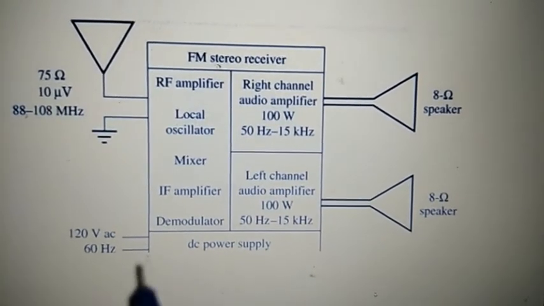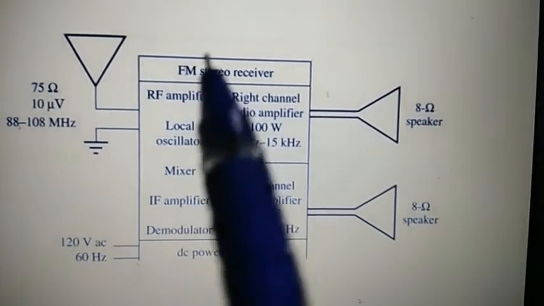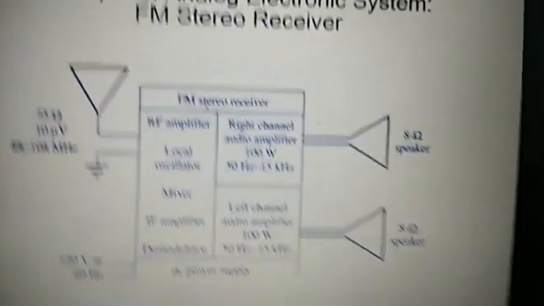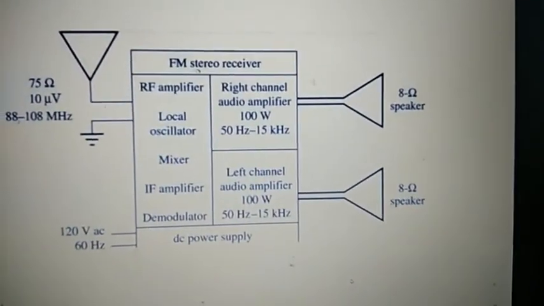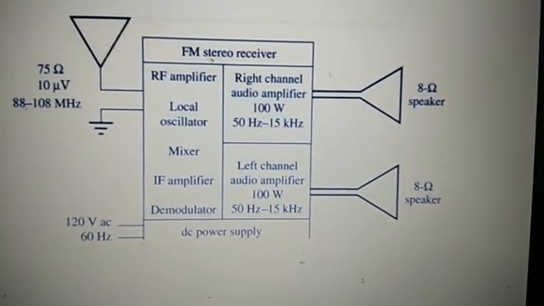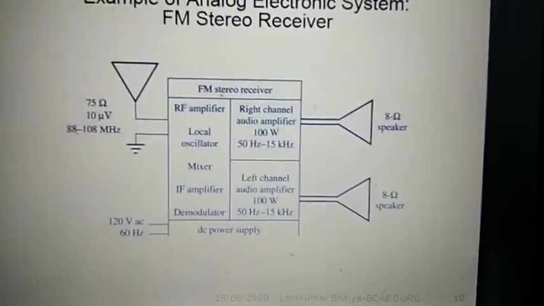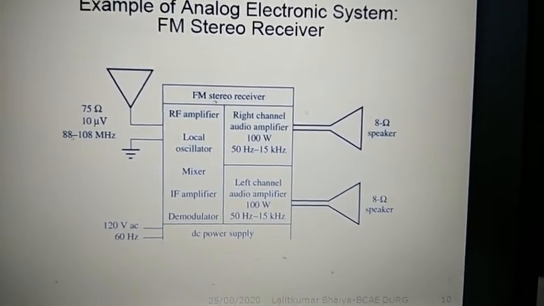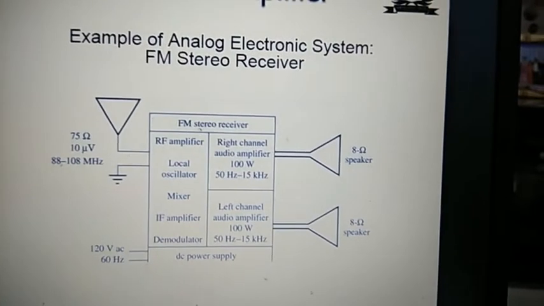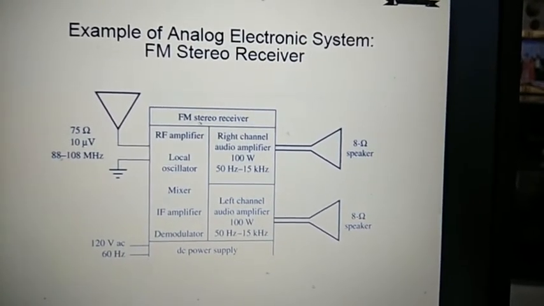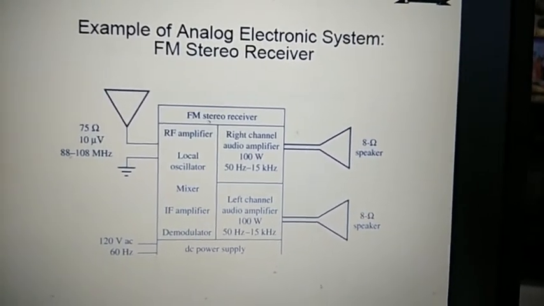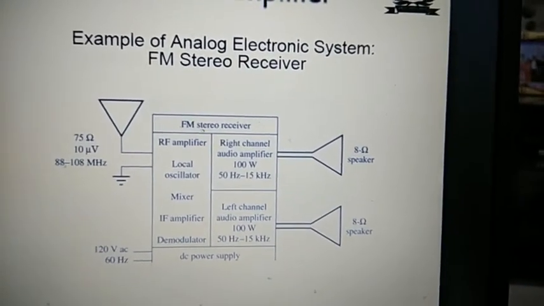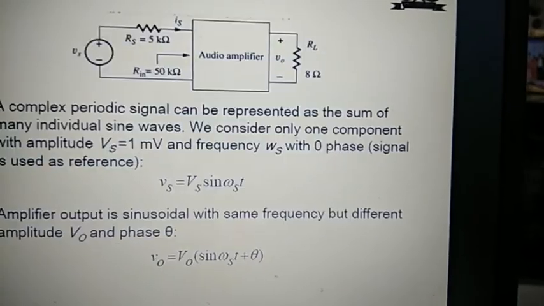Here a 120 volt AC 60 Hz supply is given to this circuit, and this will be converted into the 10 volt DC supply and given to this amplifier. These are the applications of the transistor amplifier. This is an example of an analog electronic system. I have considered this FM receiver. There are many applications in TV receivers, mixers, etc. In tape recorders, audio recorders and audio amplifiers, we can use the transistor as an amplifier.